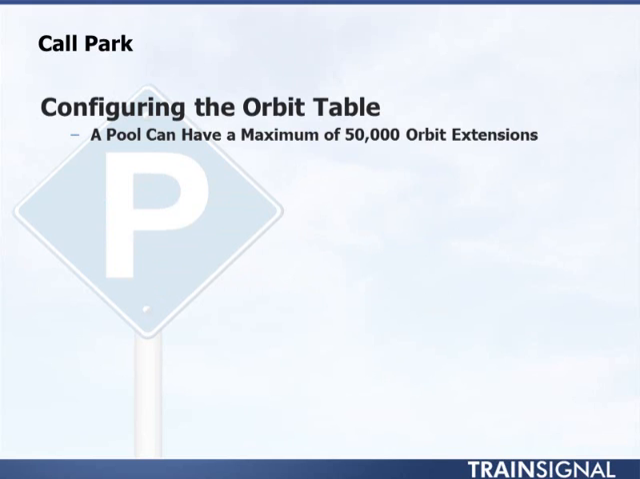When we define the orbit table, we have some general rules that we have to follow. A pool can have a maximum of 50,000 orbit extensions, and a range can have a maximum of 10,000 orbits. The value of the beginning number of the range has to be the same length as the ending number of the range. So the number of digits that you're using has to be equivalent. You also have to make sure that you're not causing any conflicts by using overlapping extensions across your ranges.